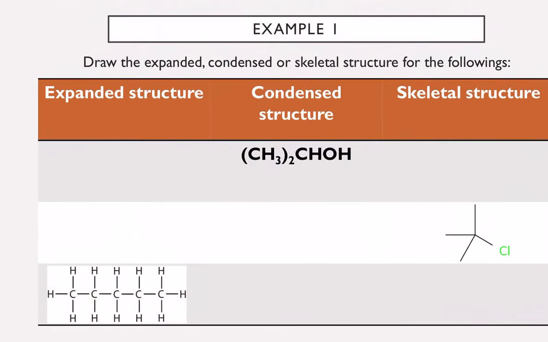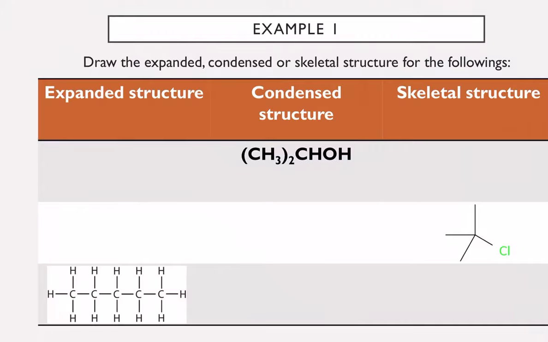So let's do this one example. So you have to draw the expanded, condensed and skeletal structure for the following compounds. So here you are given the condensed structure. Tengok here, look here. You have 2 methyl groups. Okay, that means this one, it is attached to this carbon. Okay, siapa lagi yang attached to this carbon? Hydrogen. Lagi? Ni hydroxyl group, this phenol. Okay, so that means how does your expanded structure look like?